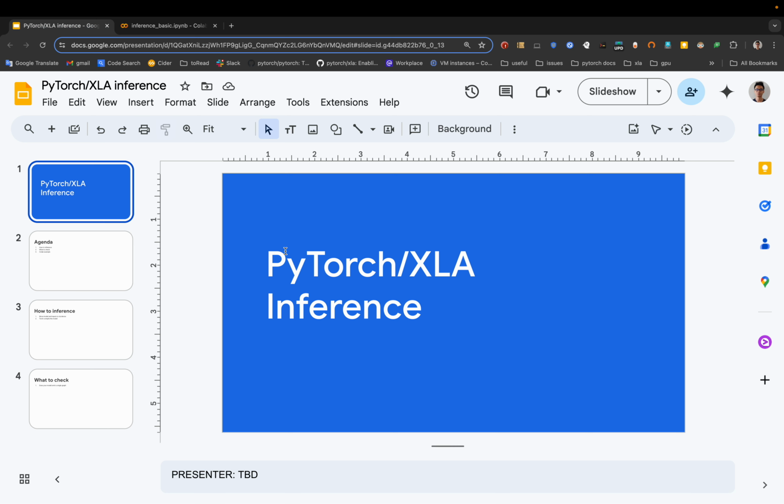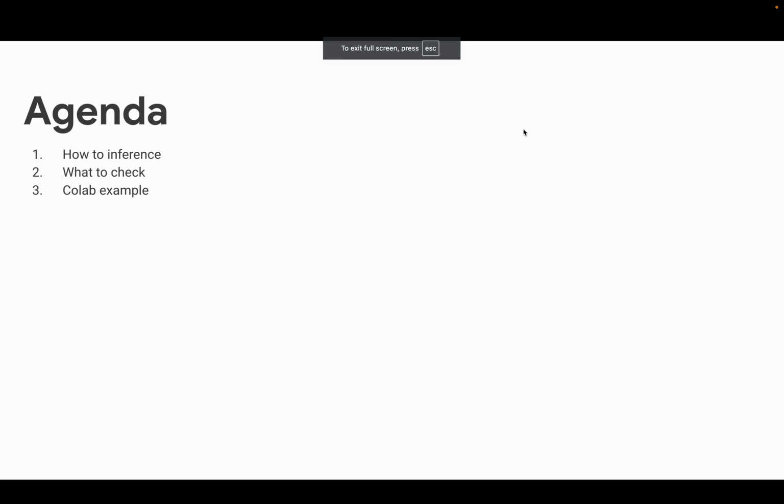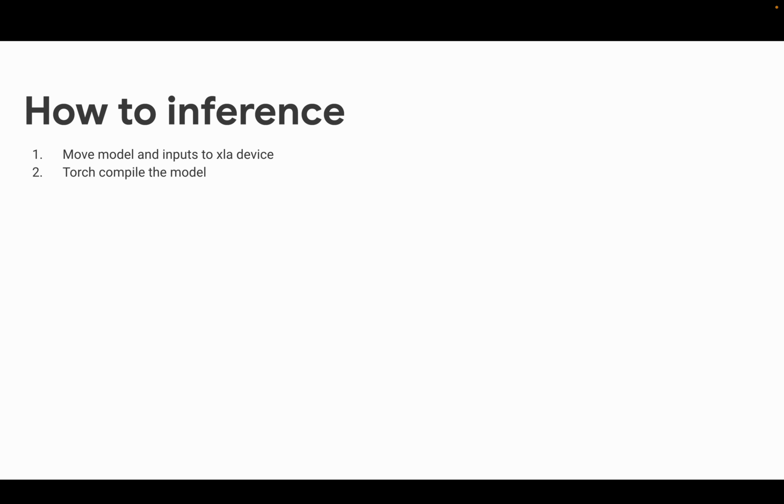So today I want to cover another quick topic, which is how to use PyTorch XLA to do inference. So today's agenda: first I'm going to talk about how to do it and what to check, and very quickly we'll look at a Colab example.